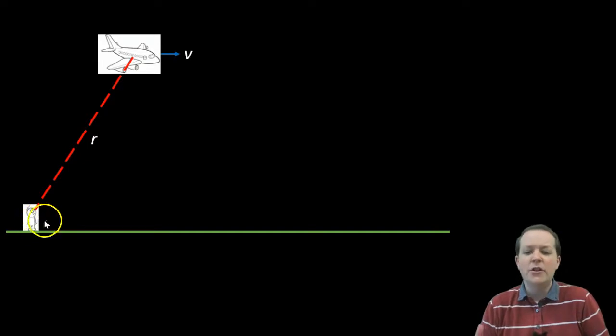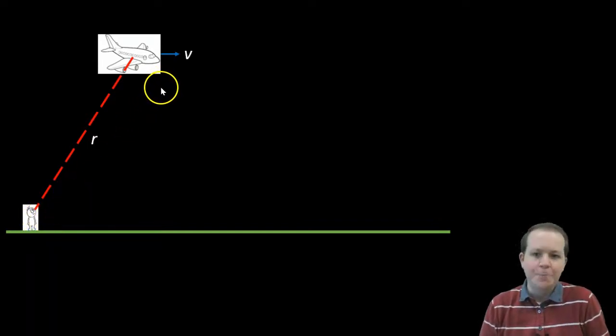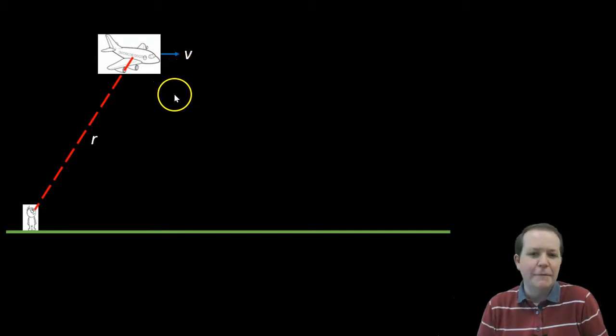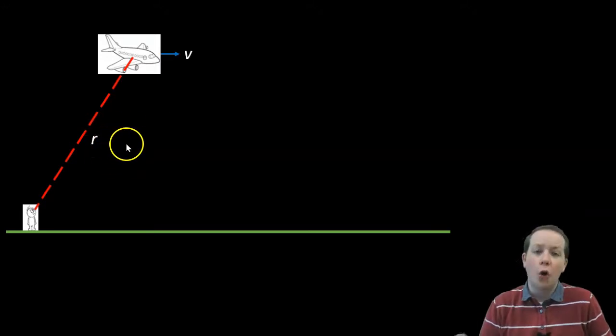Let's say you are standing on the ground and you're looking up and you see a plane flying overhead. Of course, you know the plane is moving and it's flying steadily with some velocity v, and you're some distance away, some distance we'll call r.